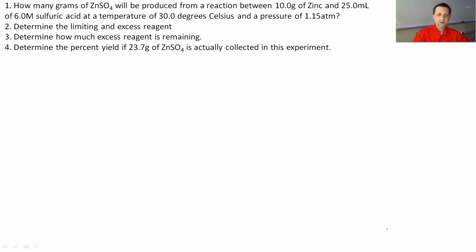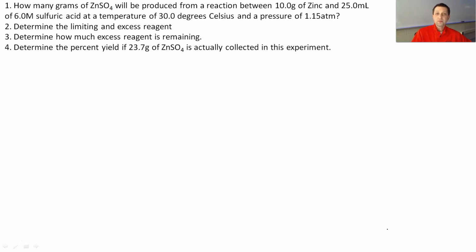All right, so let's get started with this, and let's read number 1. It says, how many grams of zinc sulfate will be produced from a reaction between 10 grams of zinc, 25 milliliters of 6 molar sulfuric acid at a temperature of 30 Celsius and a pressure of 1.15 atm. So it looks very overwhelming, but let's break it down a little bit, and you'll see that it's really not that bad. Let's go ahead and write our chemical equation first.